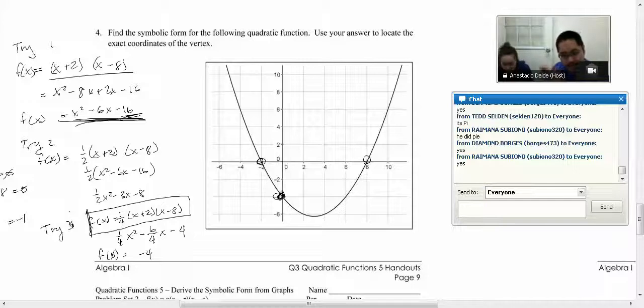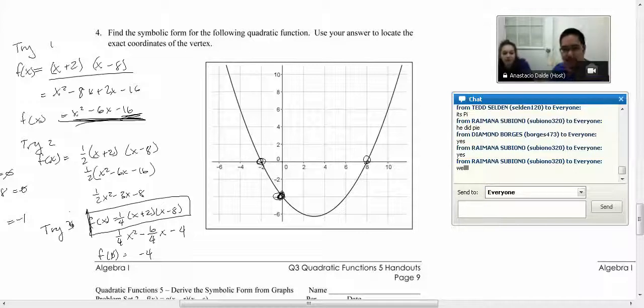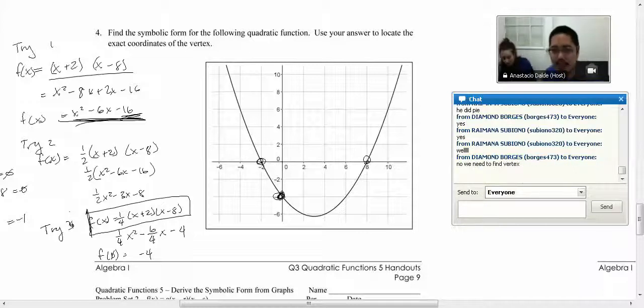What else we got? Are we done with this problem? Have we done everything that we were asked to do on this problem? No. What do we need to do? Find the vertex. Gotta find the vertex. How do we do that? Hey, Johnny, you can't answer. Sorry. You're just too smart for me, alright? How do we find the vertex, my friends?